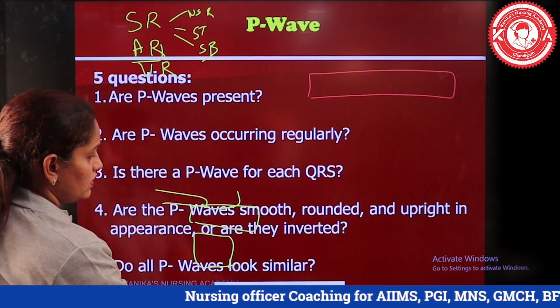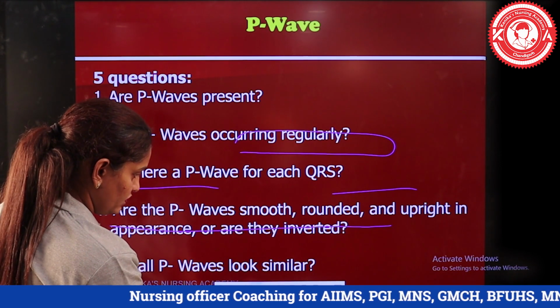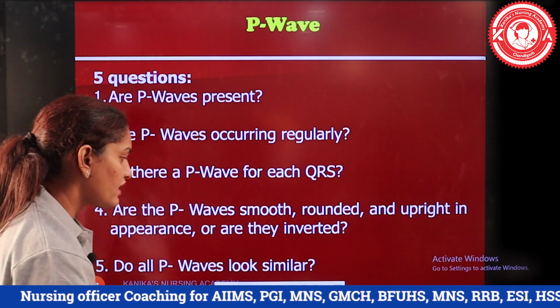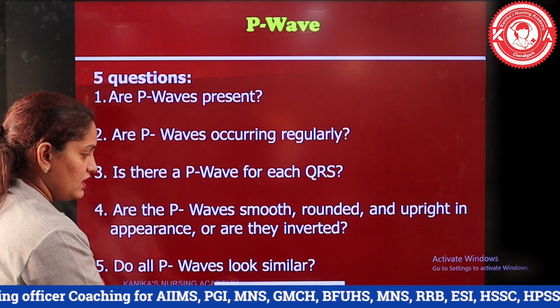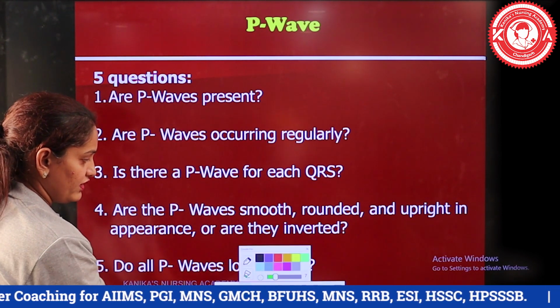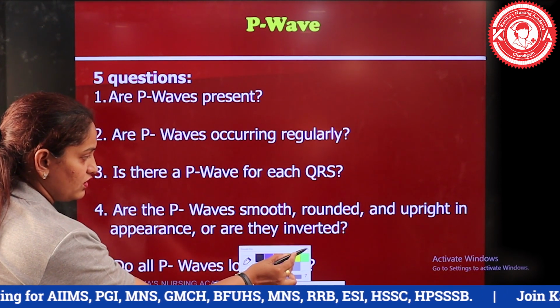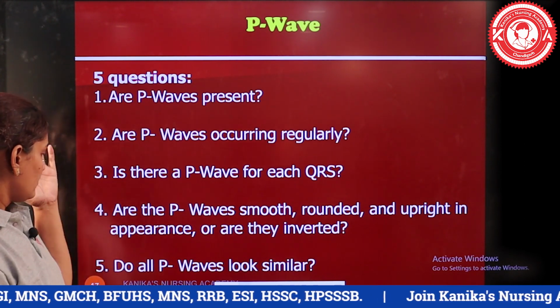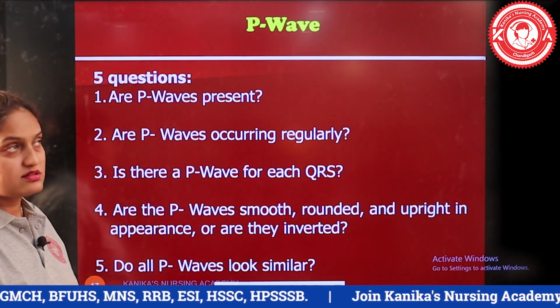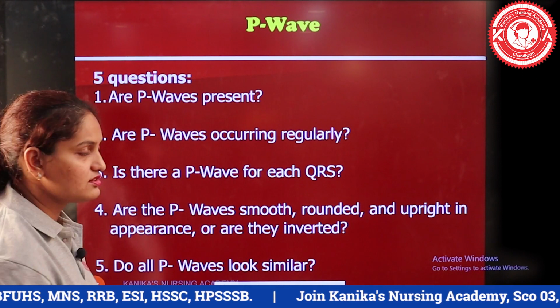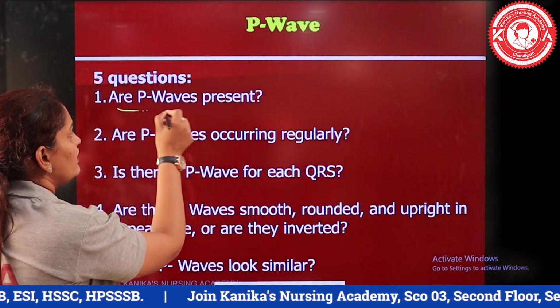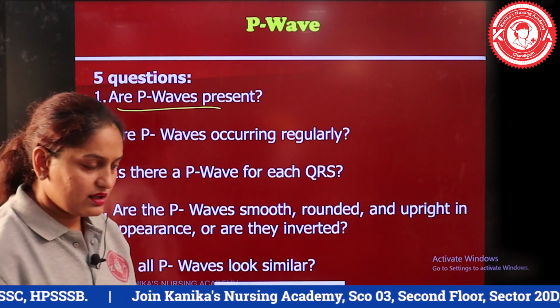Let us go to the third question, which is about the P wave. All the questions are important, but this is an especially important part, because here we are talking about atrial contraction in the P wave. There are 5 questions which we are going to answer by seeing the P wave on an ECG strip. What are those questions? Question number 1 is whether the P wave is present or not.